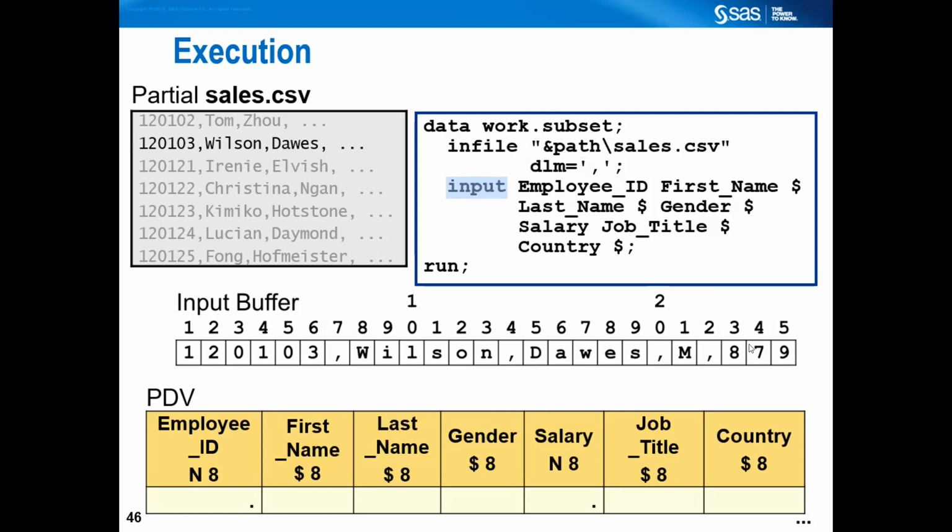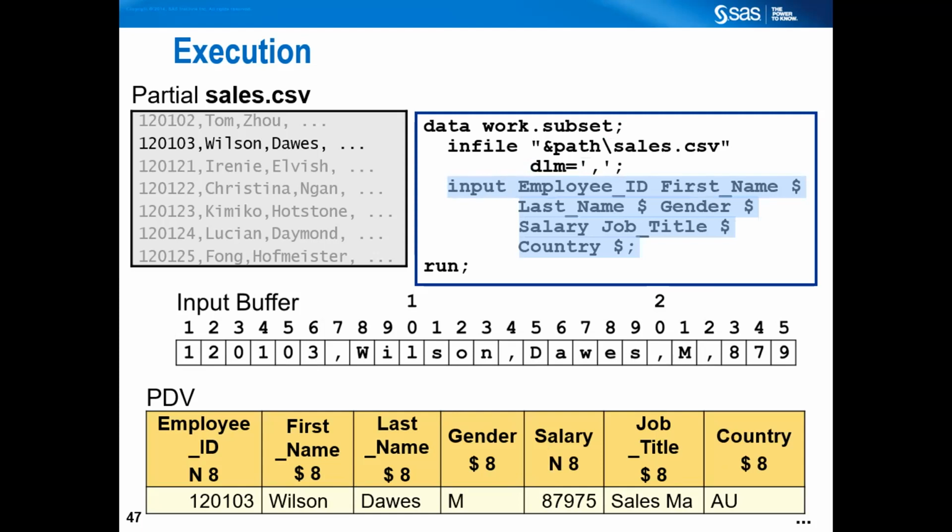Record is loaded in the input buffer, and as per the instruction in the input statement, the record is converted into SAS observations in the PDV. Hence again, from delimiter to delimiter, the values are loaded into the PDV as SAS observations. Got it now?